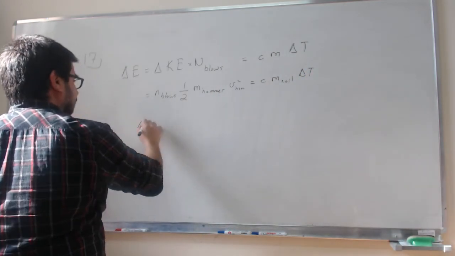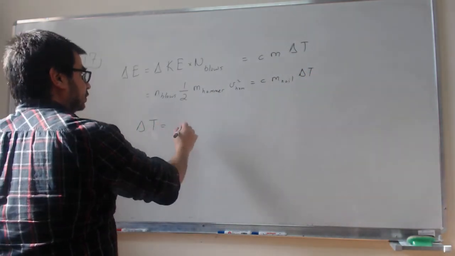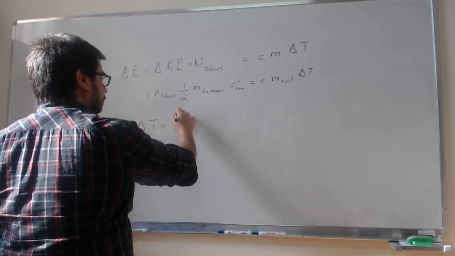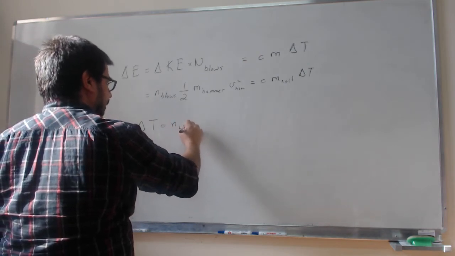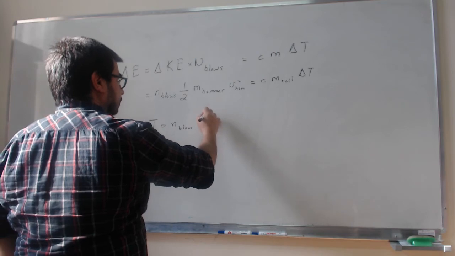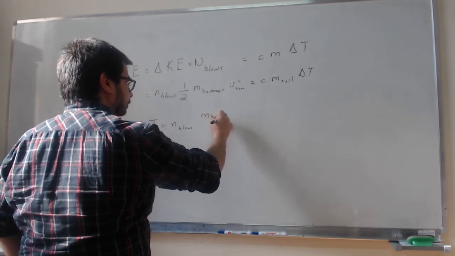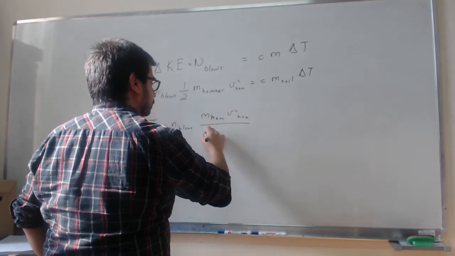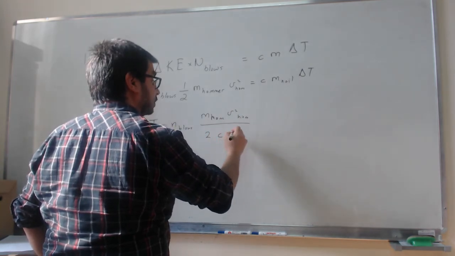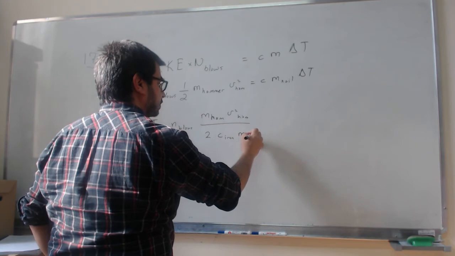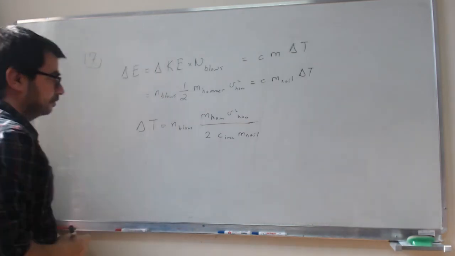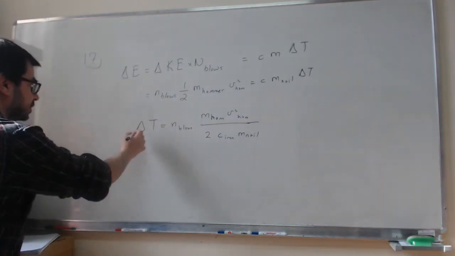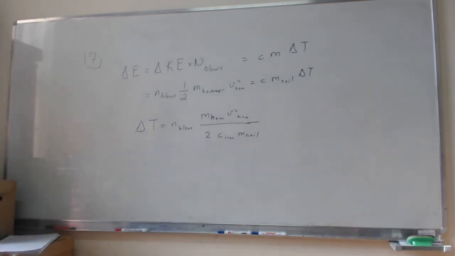So this means that delta T is just going to be number of blows times m hammer times v hammer squared, divided by twice the specific heat of iron times the mass of the nail, right? And you just plug numbers in and see what kind of temperature increase you get.